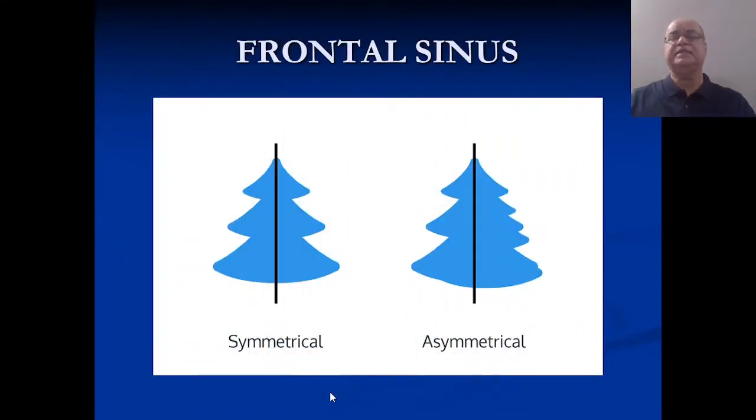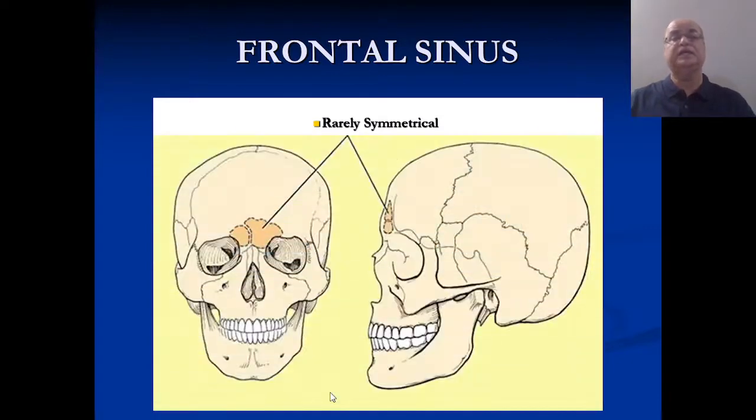Now, frontal sinuses are rarely symmetrical. Asymmetry is quite common, with a thin bony septum between the right and left frontal sinuses. As you can see in the diagram, this sinus is so small and this one is the larger one, and there is a thin bony septum in between which divides them into right and left. So asymmetry is quite normal in the case of frontal sinuses and sphenoid sinuses as well.